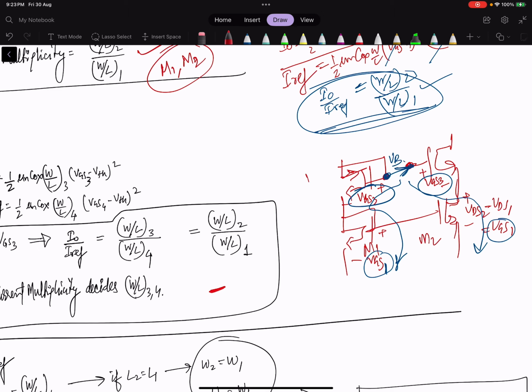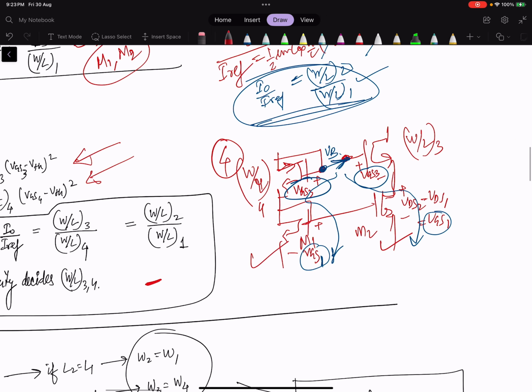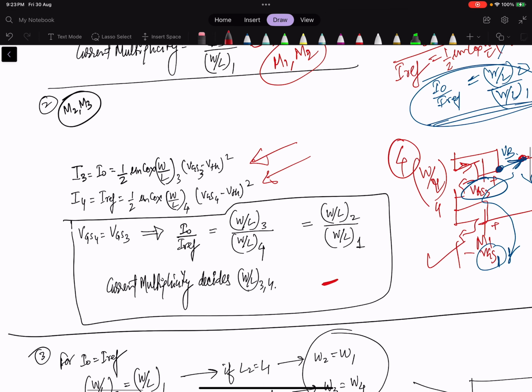Okay, so this size we have already designed, M1 and M2. Now W by L of 4 and W by L of 3, how will we design this? The same process. We know the currents in M3 and M4. So by the same current equations, we have made VGS4 equal to VGS3. Again we will see this thing.